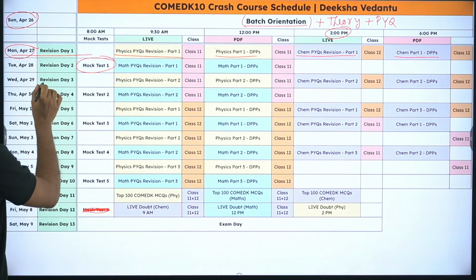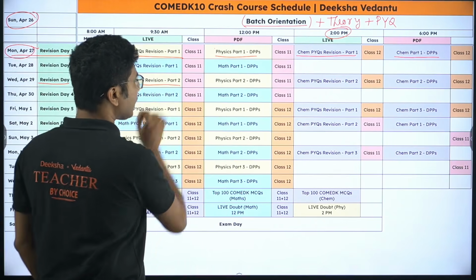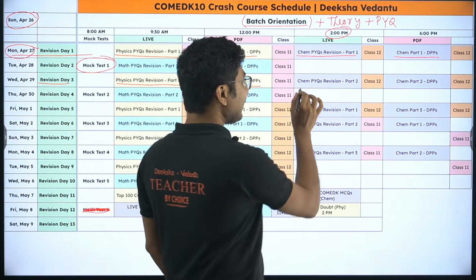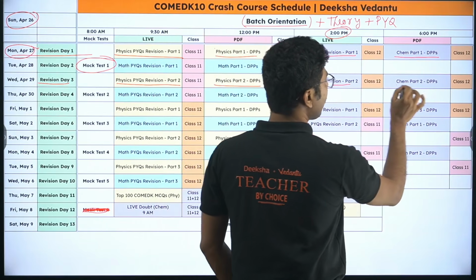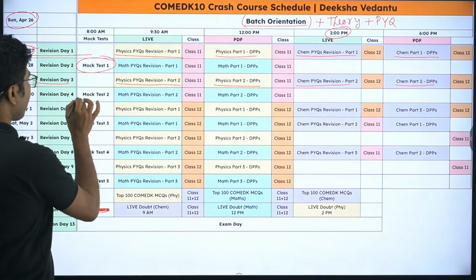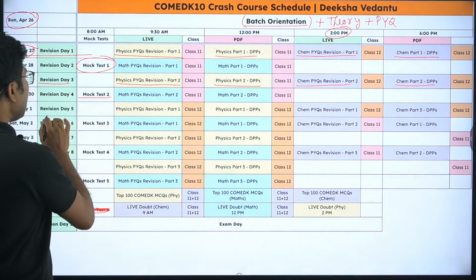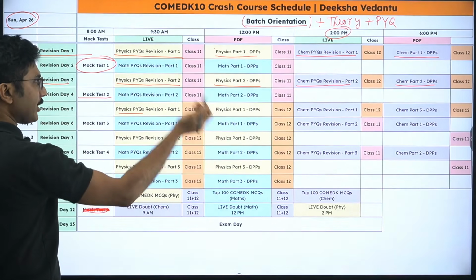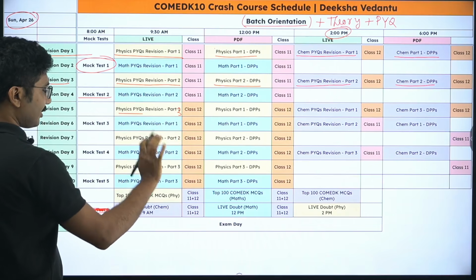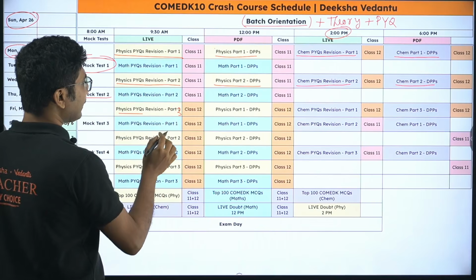Now next, in revision day 3, you will get the physics PYQ revision part 2 lecture, corresponding DPPs, and then chemistry PYQ revision and corresponding DPPs. The same schedule is there for revision day 4: mock test, maths revision. Revision day 5: physics and chemistry. This will be part 3 obviously. Ignore the typing errors.